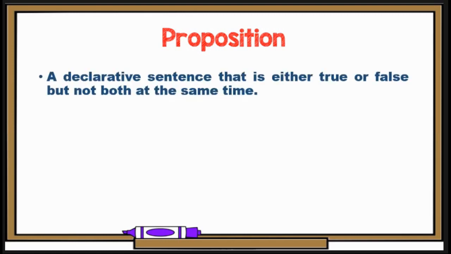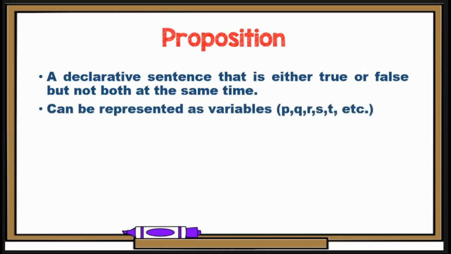Now, what is a proposition? It is a declarative sentence that is either true or false, but not both at the same time. It can be represented as variables P, Q, R, S, T, or other letters that you wish to use.